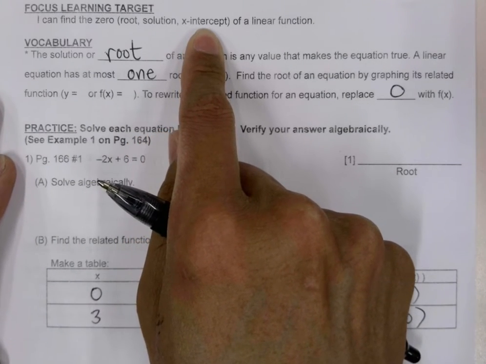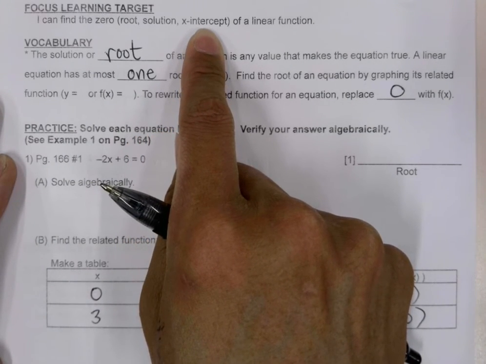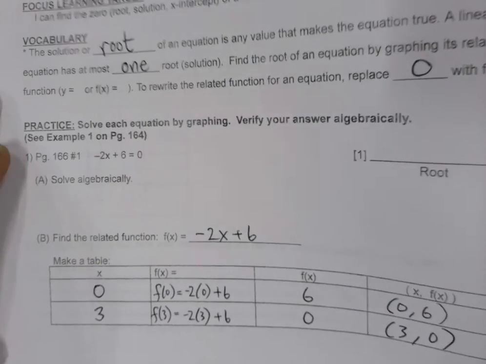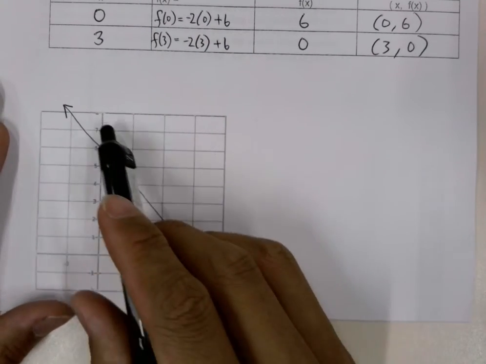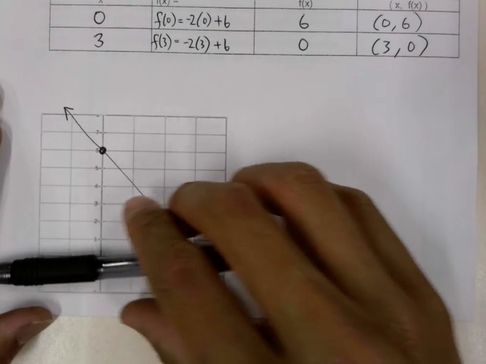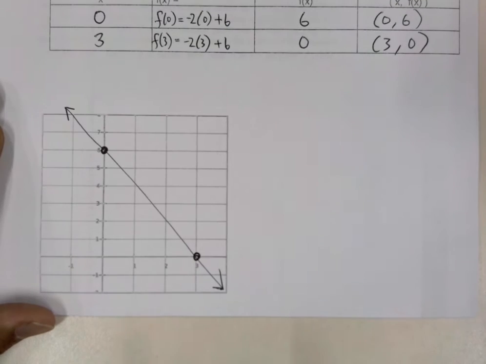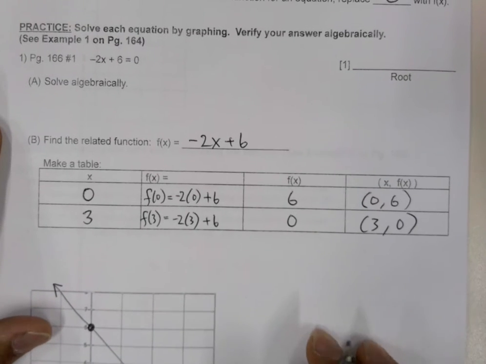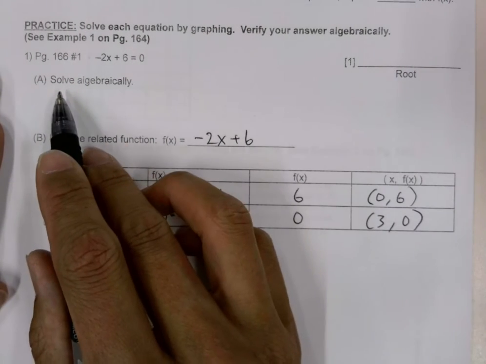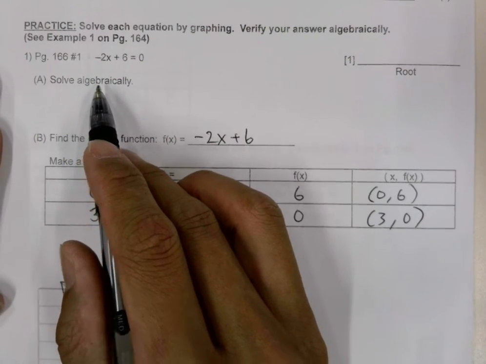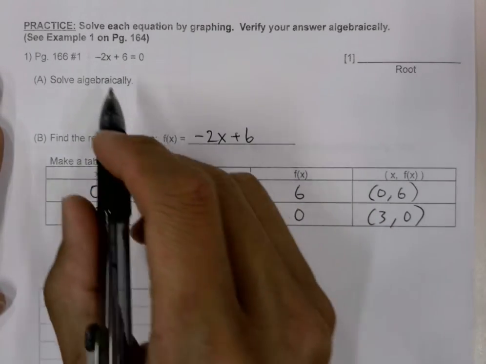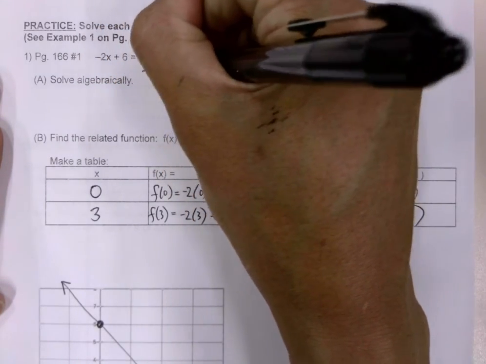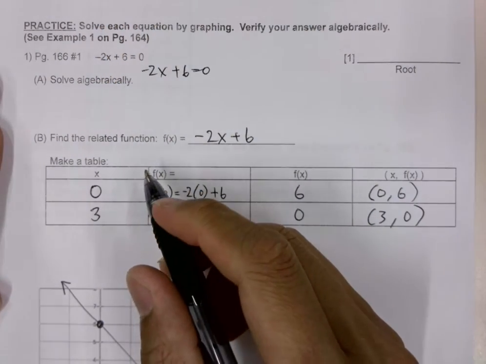And what is the x-intercept? It is where the graph crosses the x-axis. And we're looking at our graph, and it's crossing our x-axis right here at 3. So let's go ahead and double check that algebraically. How do we do that? We start with our linear equation, and we solve for x.